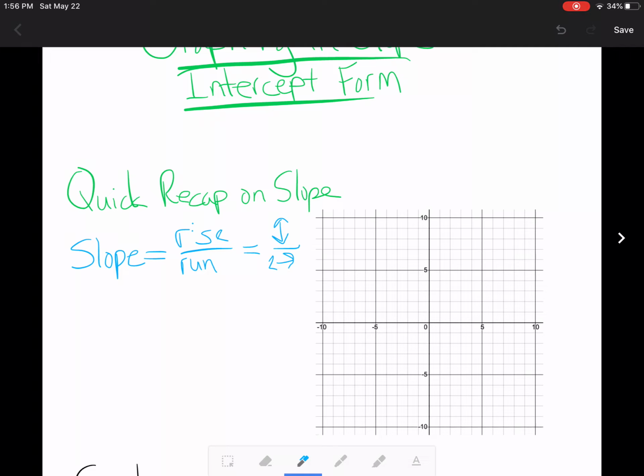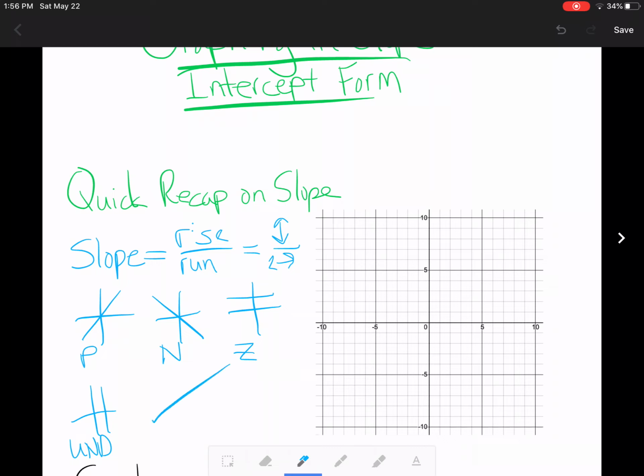Now we have four types. We have our positive slope. We have our negative slope. And these are the two that we're mostly going to see when we're graphing equations. Then we have a zero slope. And finally, we have an undefined slope, which is this vertical line here. Now, these two are special cases. We'll address them a little bit, but for the most part, we're dealing with this.